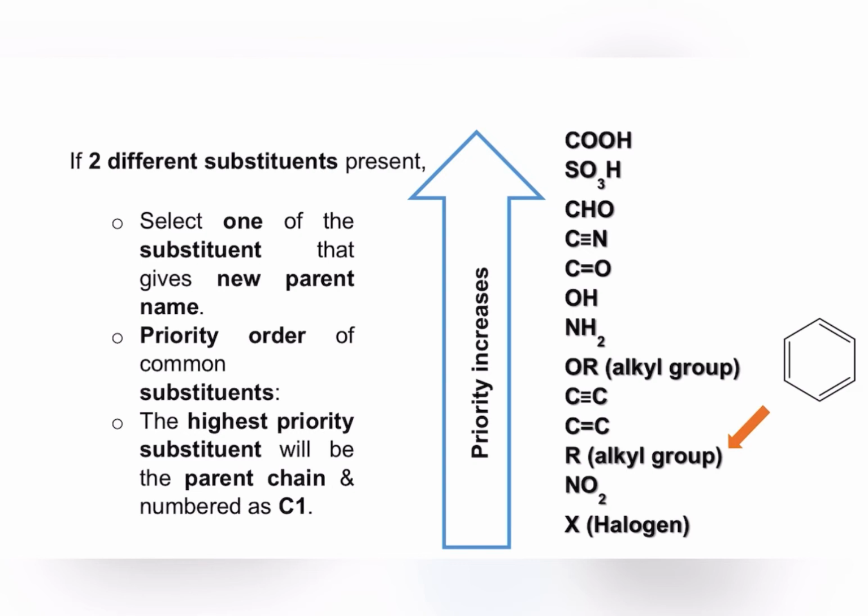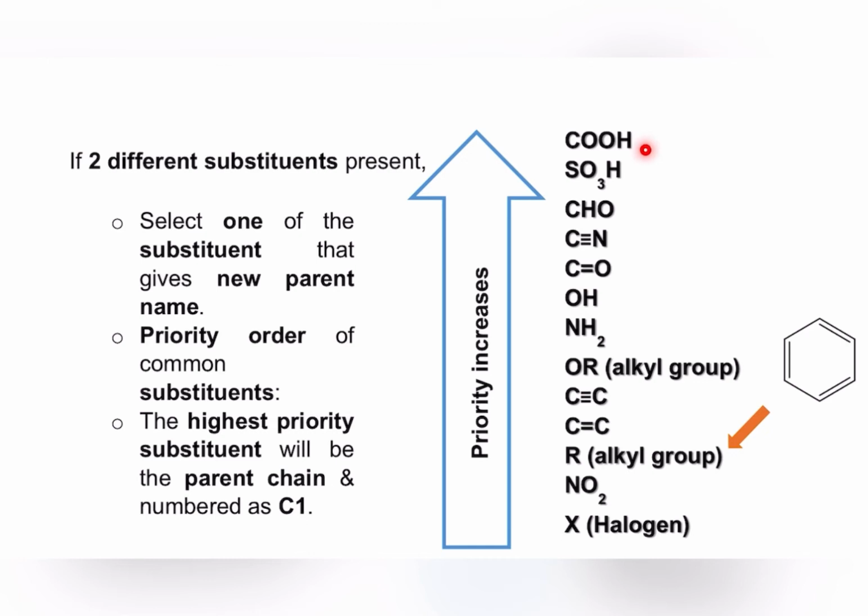So this is where you have to memorize the priority order of common substituents. I give you here, the highest priority is going to be the carboxyl group. So automatically the carbon that is attached to this group will be numbered as the first carbon. And then the priority order goes from most to least important until X, which we usually use as a symbol for halogen. So you have to memorize all of these. I hope all of you understand that carboxyl is the highest priority.